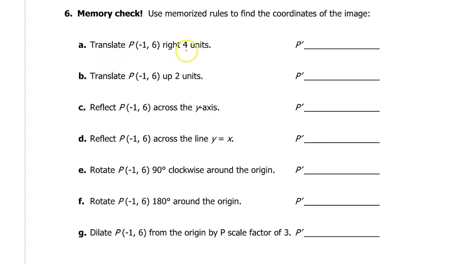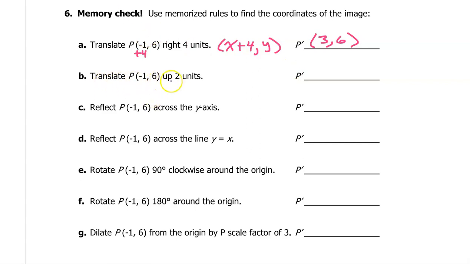For translations, though, you don't really need a memorized rule. It's more of a common sense type of thing. If I want to move to the right 4 units, moving left or right affects the x value only. So right 4 units means take the x value and you add 4 to it. So if I add 4 to the x value, that's going to give me 3. And the y value stays the same. So p prime will be 3, 6.